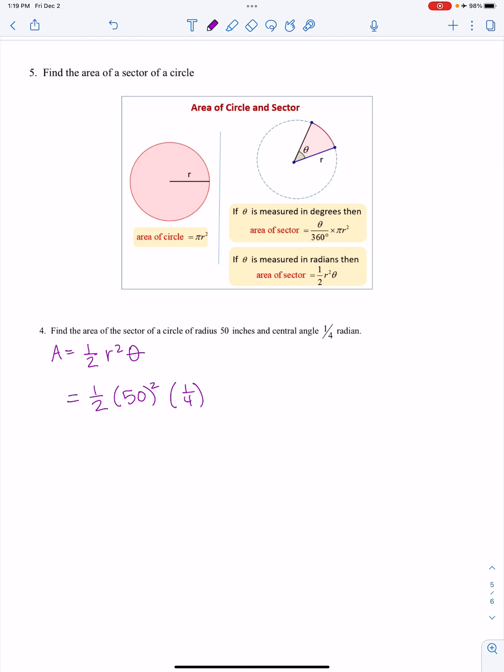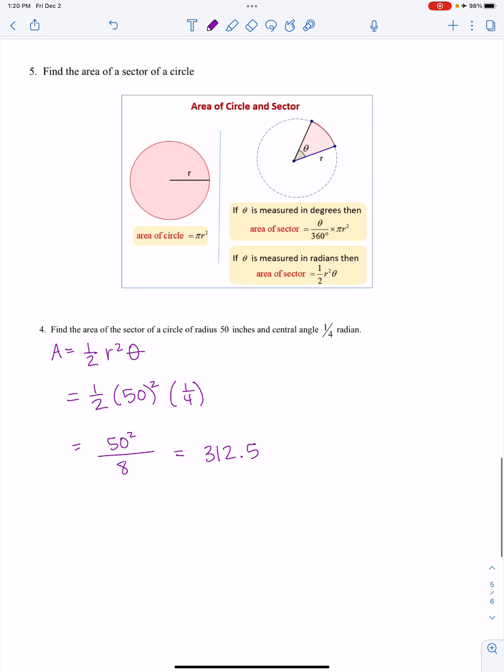Okay, so now we can multiply these out. This gives us 50 squared over 8. If we multiply straight across, 50 squared over 8 is going to give us 312.5. And since this is an area and we're measuring in inches, it's inches squared. So that would be the area of this section of the circle if the radius was 50 inches and the angle was 1/4 radian.